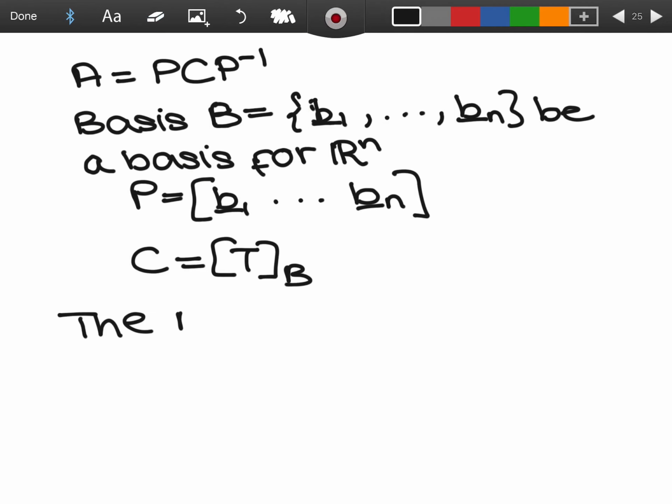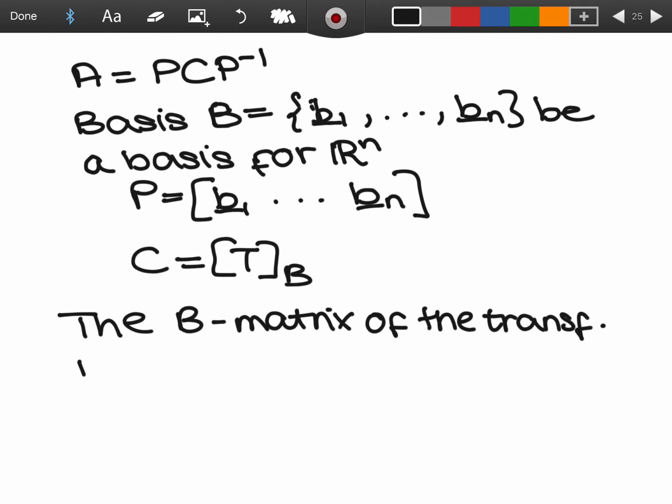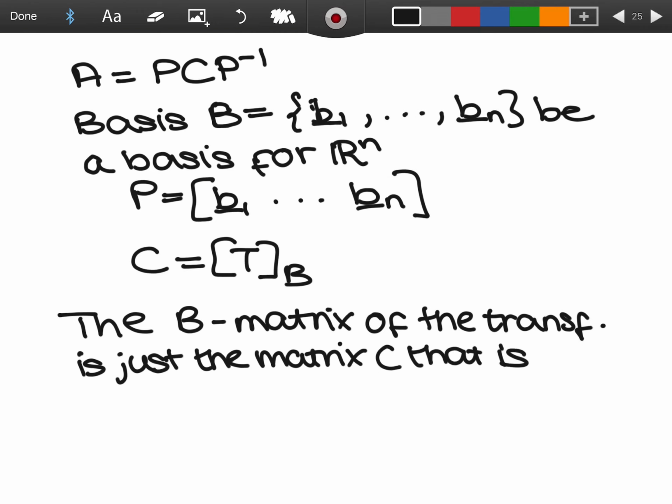So the B matrix of the transformation is just the matrix C that is similar to A.